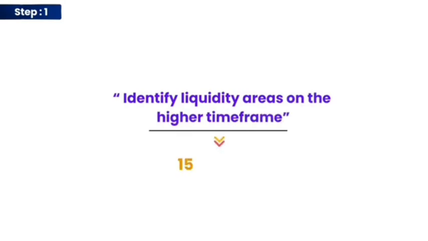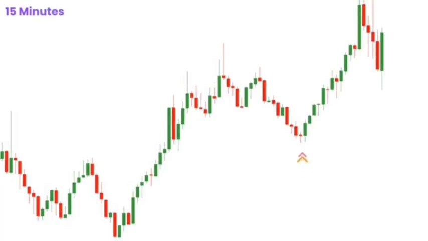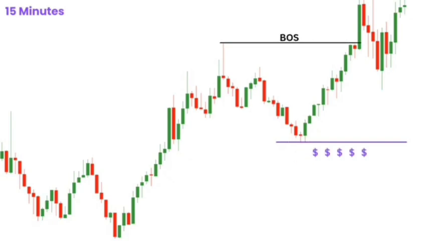The first step of this strategy is to identify and mark the liquidity zones on a higher time frame. You can use higher time frames such as the 15-minute, 30-minute, or 1-hour chart. For example, this is our 15-minute chart. This is the key level where the price made a strong reversal, and it's also the most recent swing high. Because of that, a significant amount of liquidity is likely resting around this area. We also have a break of structure here. These two levels will act as external liquidity. In addition, there are likely many stop-loss orders placed around this level, making it an internal liquidity zone.